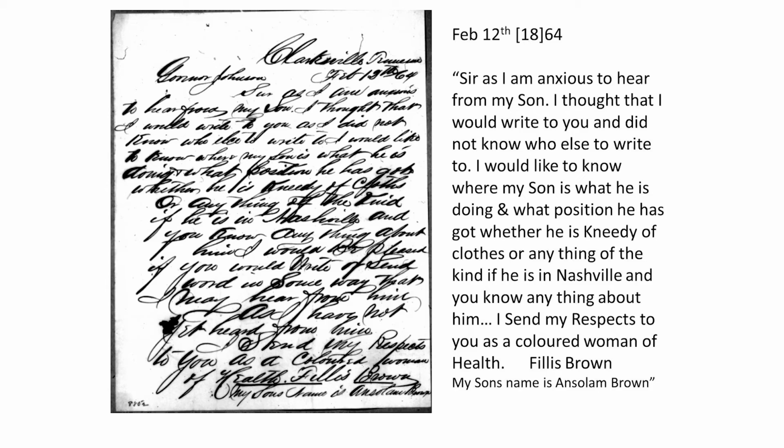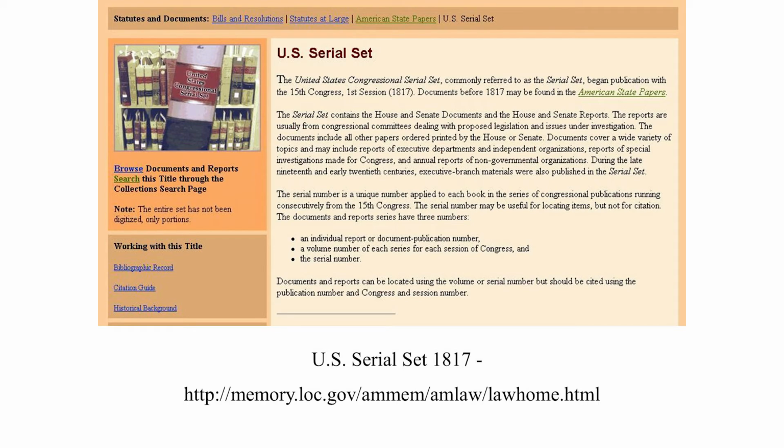Lots of those. Again, folks are often writing to say, hey, I've lost track, or I've heard he was injured. Where do I go to help? So if you know of any stories like that, go check both of those sets of papers. Really good. The serial set, this is part of the Governmental Docs program. This serial set is available online at the Library of Congress starting in 1817.